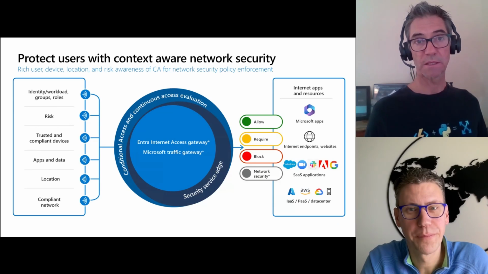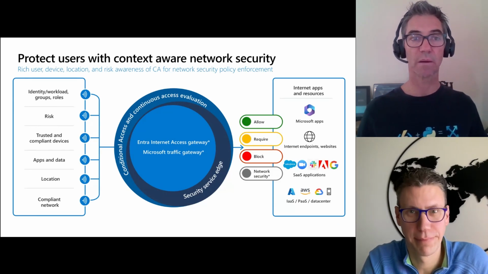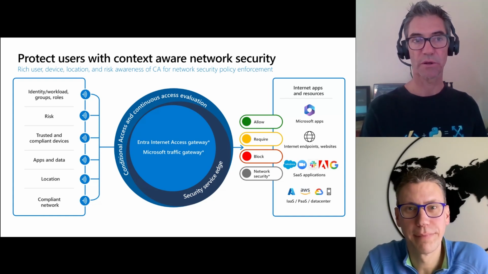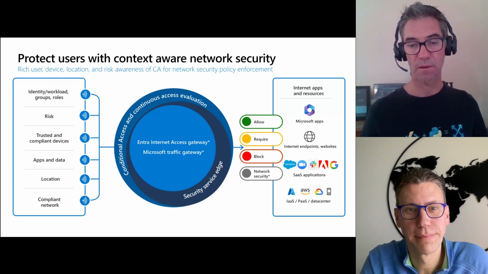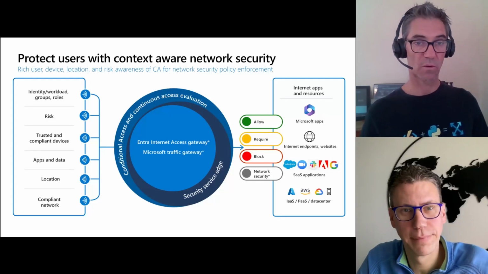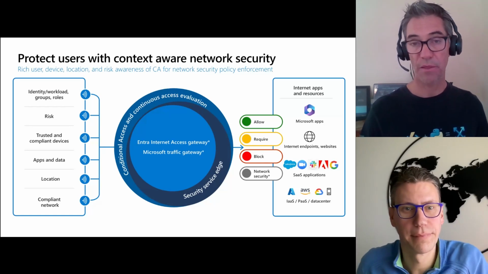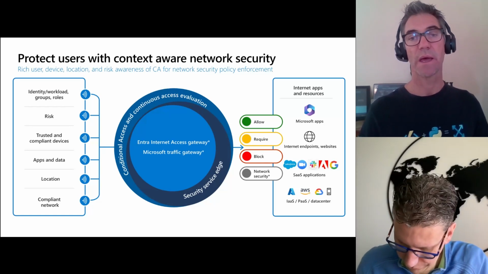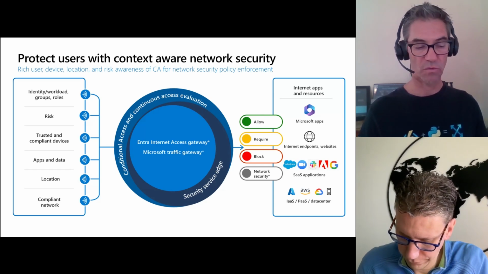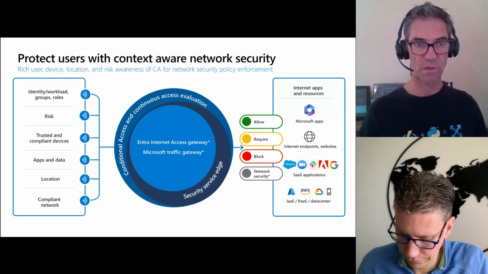So what that means is we have context-aware network security. So we can apply specific rules to different scenarios based off of the device and the network that it's connected to. We can control the access to Microsoft apps, other internet resources, and software as a service applications, very similar to how you can do with conditional access policies for traditional Microsoft 365 services.